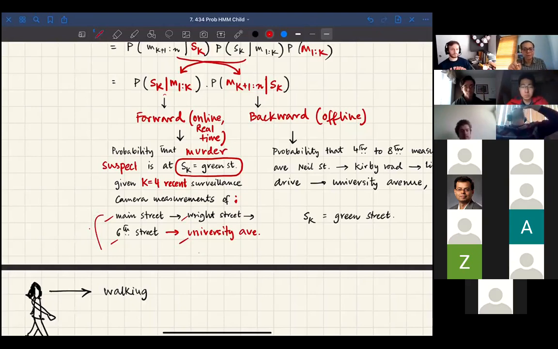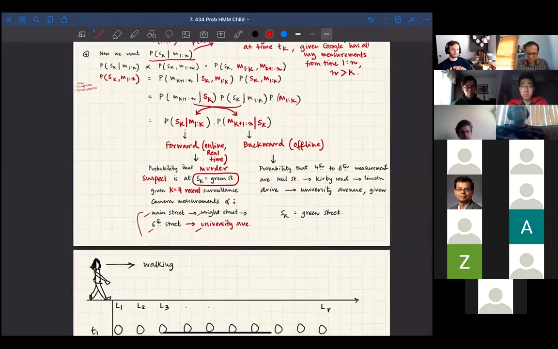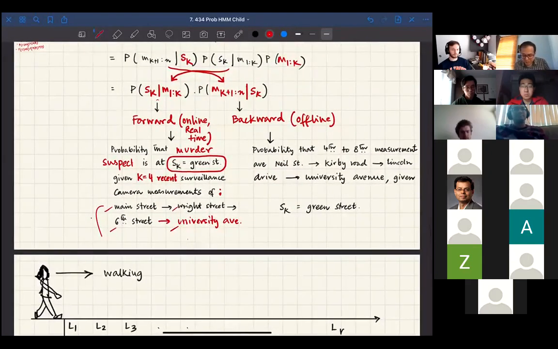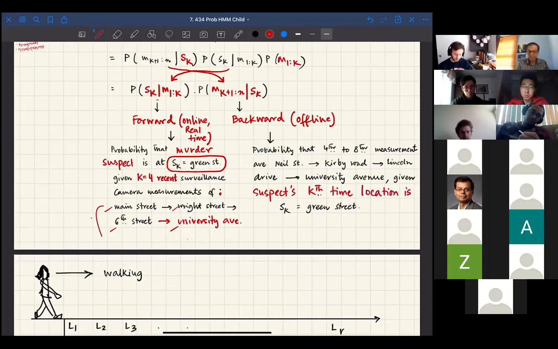But then you said, wait. You also need to look at the rest of the measurements, right? So this measurement says: probability that the K+1th to 8th measurements are Neal Street, Kirby Road, Lincoln Drive, University Avenue. Those are the following measurements, given the suspect's kth time location is Green Street.